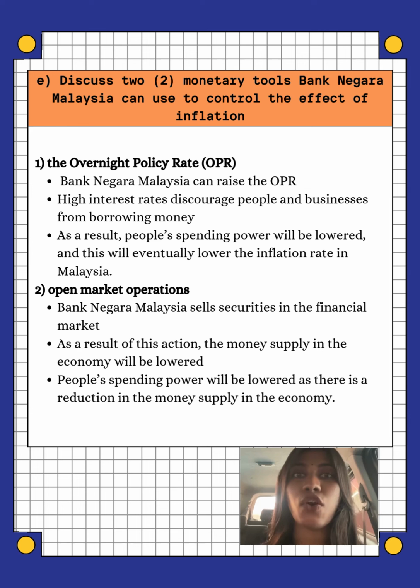The second tool is open market operations. Bank Negara Malaysia sells securities in the financial market. As a result of this action, the money supply in the economy will be lowered. Therefore, people's spending power will be lowered as there is a reduction in the money supply.